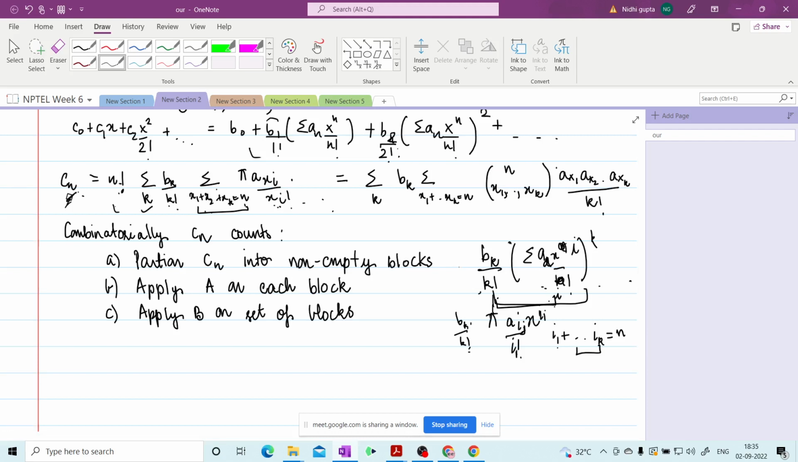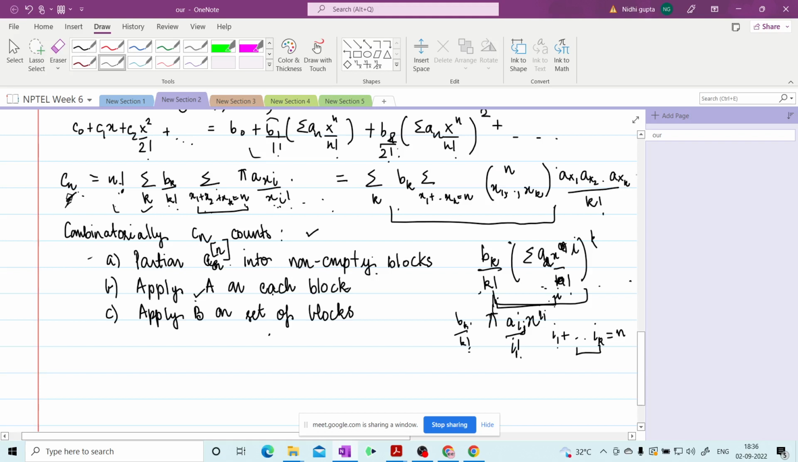Now what is this term combinatorially counting? Composition of exponential generating functions combinatorially is counting the following: we have this set n, we first partition it into non-empty blocks, then we apply a on each block, and then we apply b on the set of blocks. So this term is basically counting that.